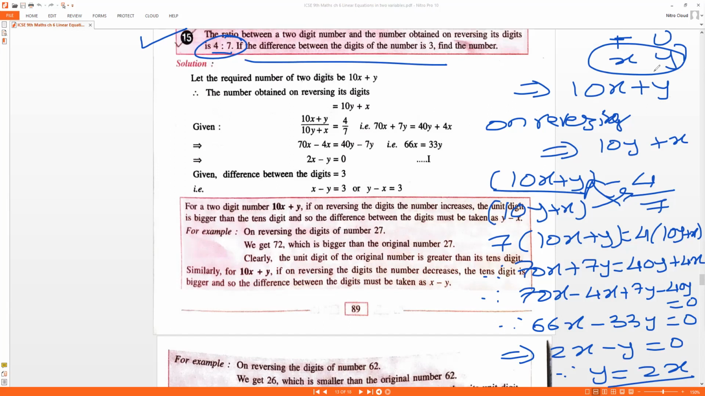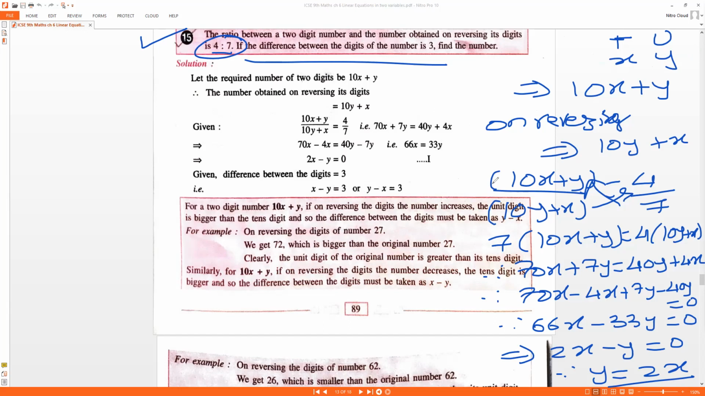Does it matter? Yes, it does matter. Who told you that x is greater? Nobody told you. Did they tell you that the digit in the tens place of the original number is greater than the other digit? I'm talking about digits. Do you know whether x is greater than y or y is greater than x? No. Then how do you know that you have to write y minus x and not x minus y?